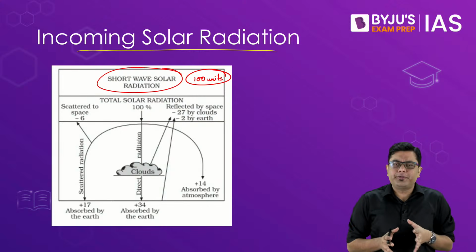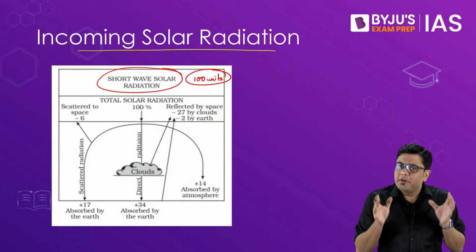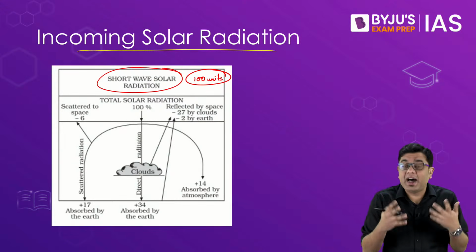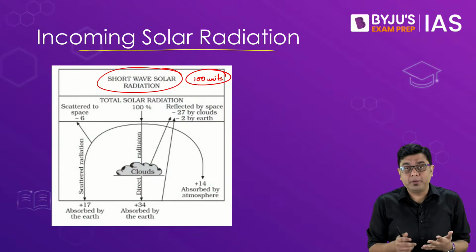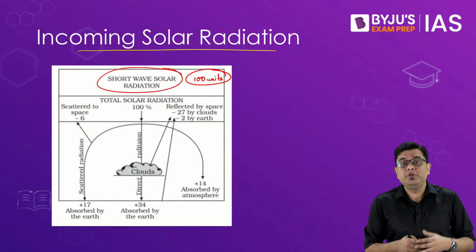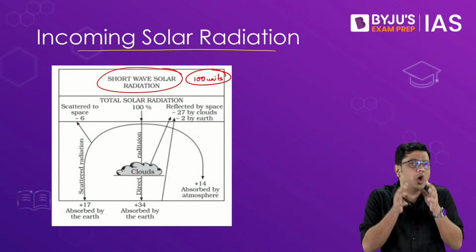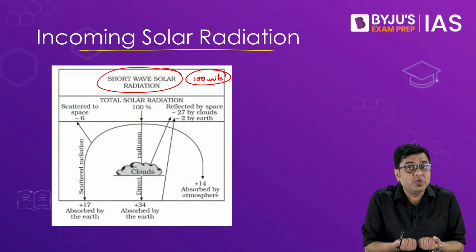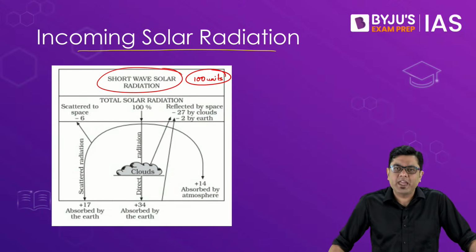Now those 100 units of solar insolation received at the top of the atmosphere, not all of it will fall on the surface. Some part of it will be dispersed within the atmosphere itself. Some part of it will be reflected back into the space from the atmosphere. Some part of it might be reflected back from the surface of the earth into the space. So there we get an idea that some amount of this solar radiation, not 100% exactly, is actually absorbed by the surface. And that is the quantum that we have to take note of.